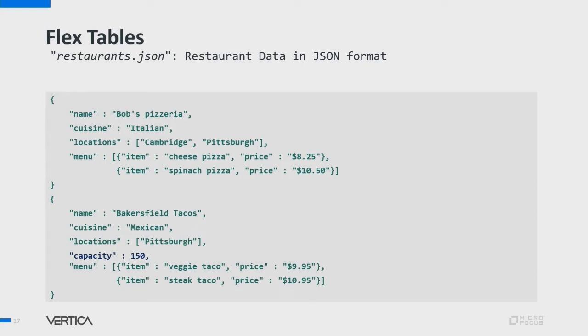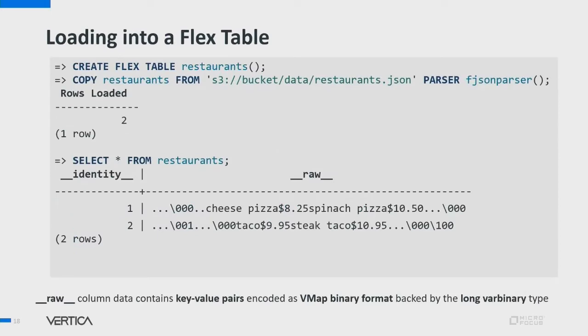So to store this data, you can use flex tables, and because they give you the flexibility, you don't need to have the same schema in every row. So flex tables can be used in this scenario. You create a flex table called restaurants, and you simply copy the JSON data using the FJSON parser into the flex table. And this is what you get when you do a select star from the restaurants table.